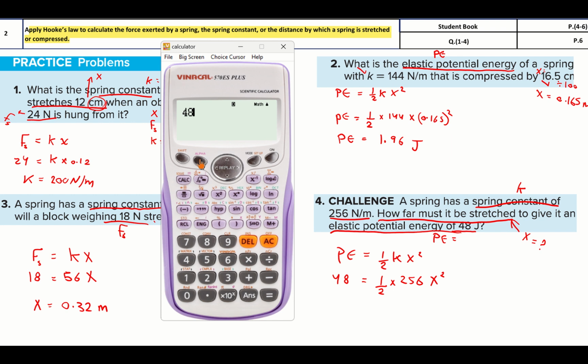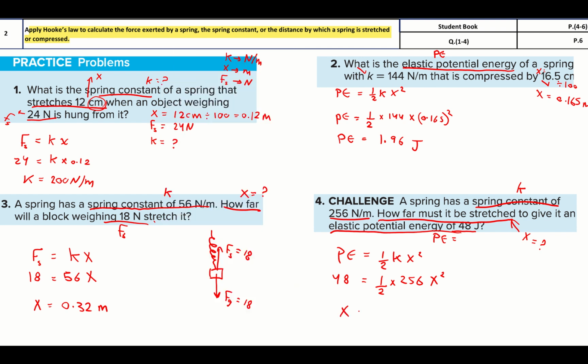48 equal to half multiplied by 256 multiplied by the stretch squared, and then shift calc equal. It equals 0.61. So I must stretch this spring by 0.61 meters to store 48 joules of potential energy in it. Or you can rearrange the equation by first multiplying half and 256, divide both sides by the result, and then taking the square root for both sides.